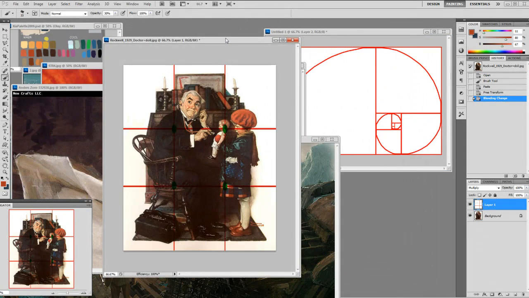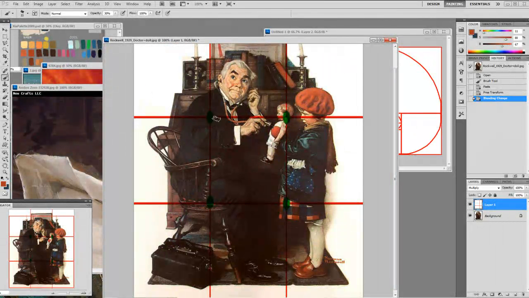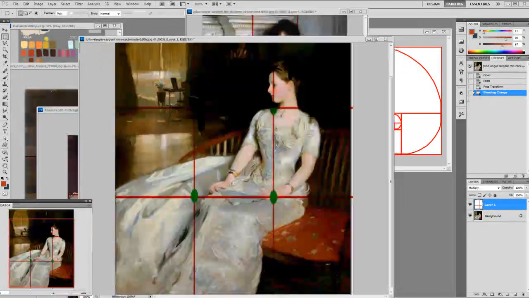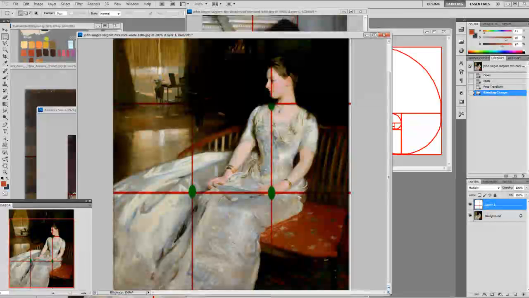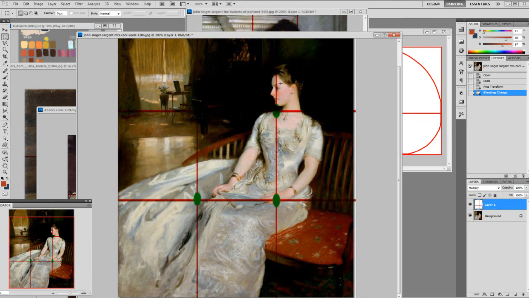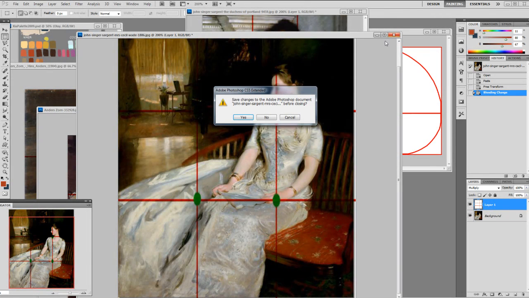possible. This one's also Norman Rockwell, Doctor and the Doll, and you know, the doll is right here on the spot, and then this little girl. And here is more samples from my favorite painter, John Singer Sargent. This is a portrait. So right along the green dots.